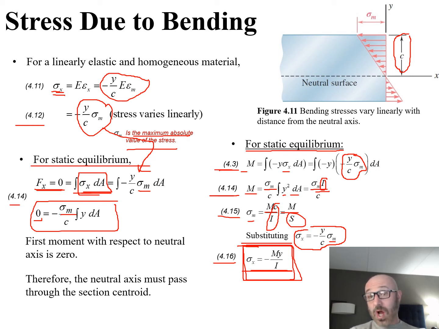A couple of things we can draw from these governing equations: the first moment with respect to the neutral axis is equal to 0. Therefore, if that's the case, the neutral axis must pass through the section centroid. So those are a couple of key things to keep in mind as we work through these problems.